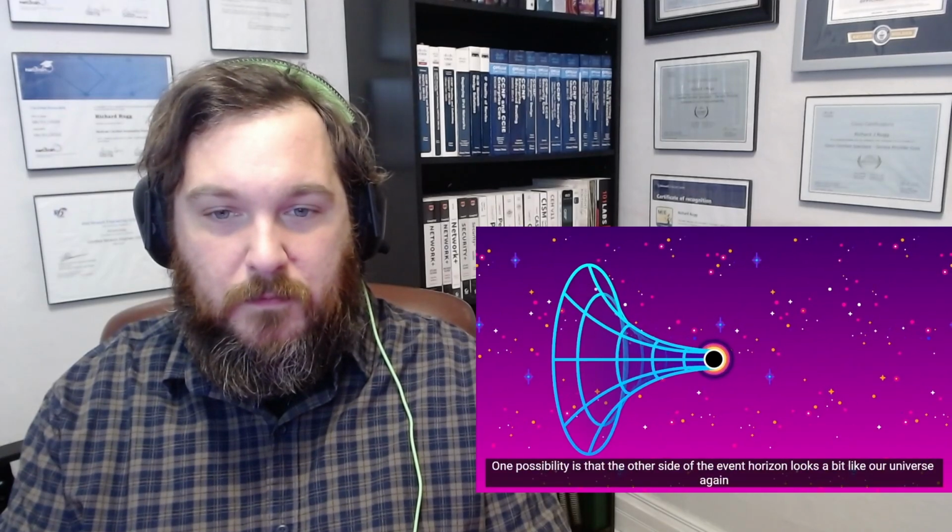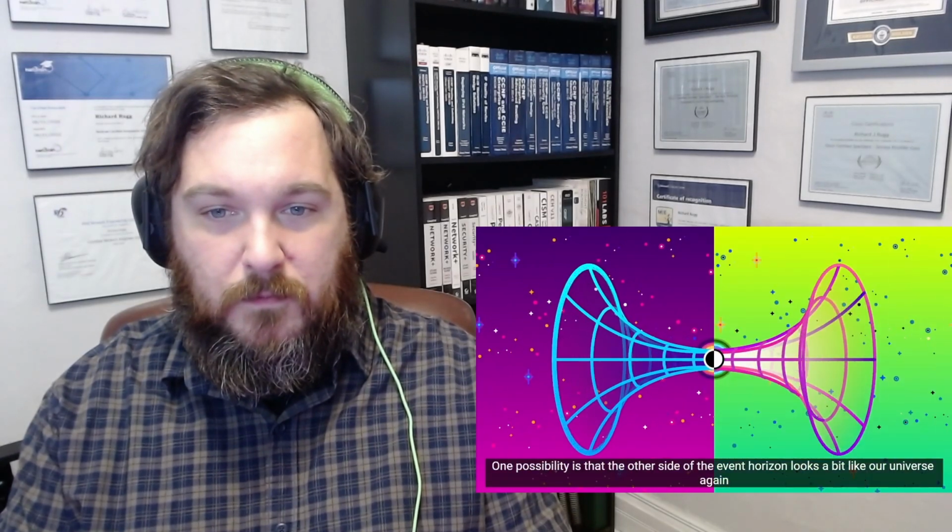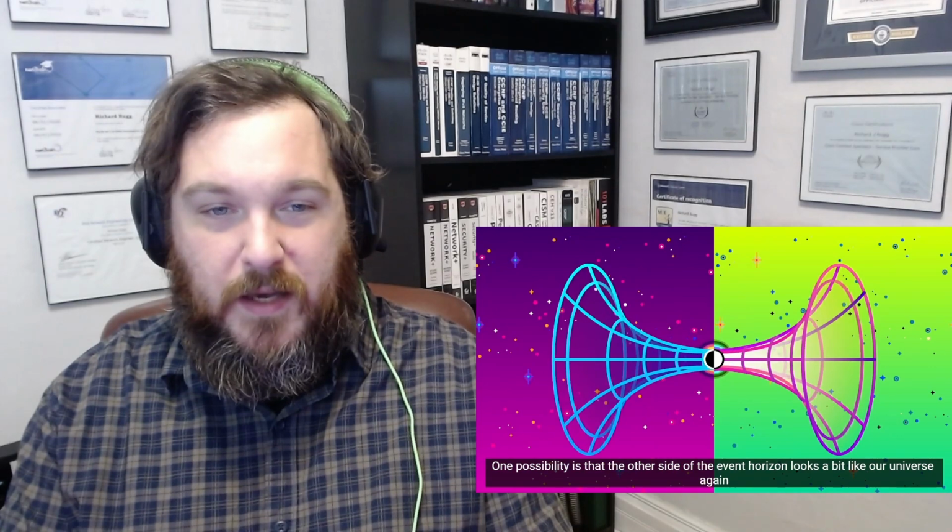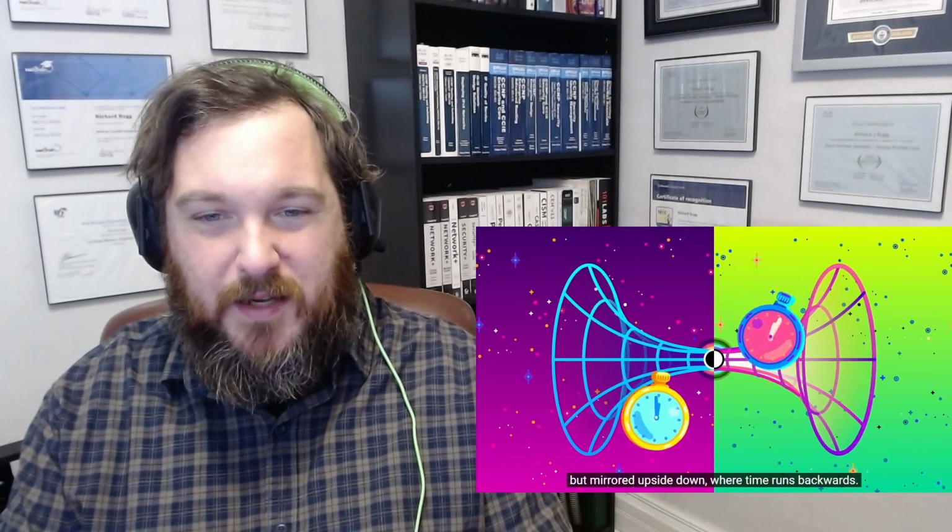But maybe there is no singularity here. One possibility is that the other side of the event horizon looks a bit like our universe again. Is that the white hole, right? Is that what they call that? Time runs backwards. In our universe, things fall into the black hole.